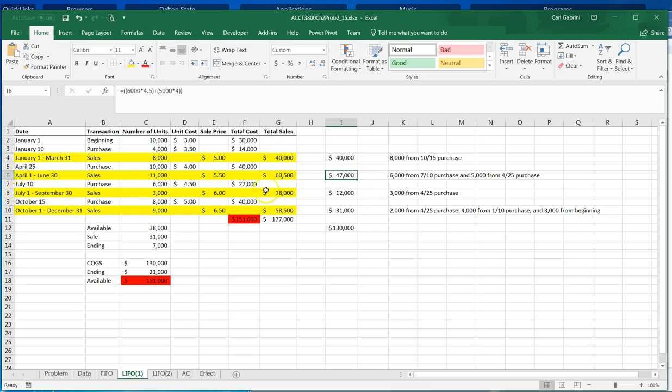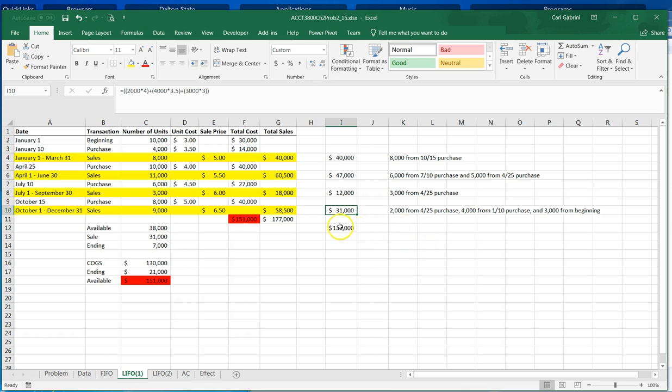Then for the third quarter sales, we have 3,000 units from the April 25th purchase. So that means it's 3,000 units times $4 per unit. And so that gives us $12,000 cost of goods sold against the revenue for that period. And then finally, for the fourth quarter sales of 58,500, we sold 9,000 units. 2,000 of those units come from the April 25th purchase, 4,000 units come from the January 10th purchase, and 3,000 units come from beginning inventory. So that means the 7,000 units that remain in ending inventory are in there at the $3 unit cost.